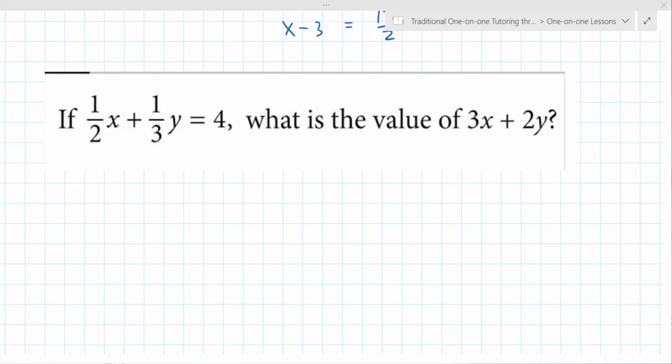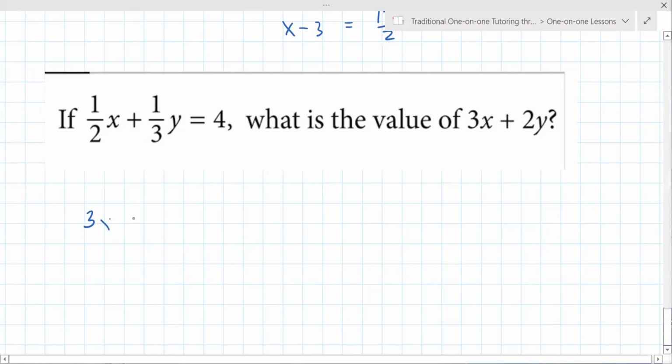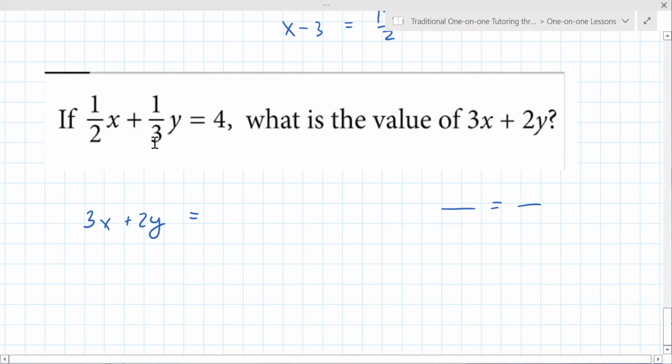It looks like they flipped it and then switched to the X and Y. Okay, now my question to you is, is there any way to get 3x plus 2y on the left side? Cross multiplication? You can do that when it's in the form of something equals something with fractions. Your option with this equation, which is in sort of standard form, is you can multiply or divide everything.